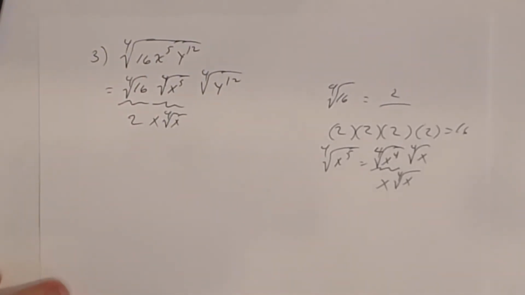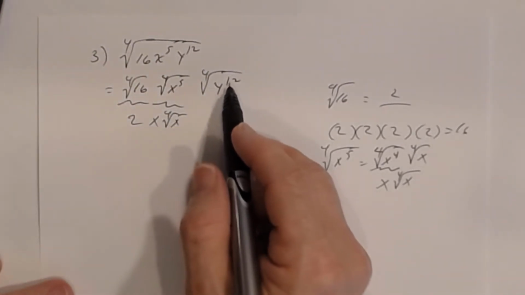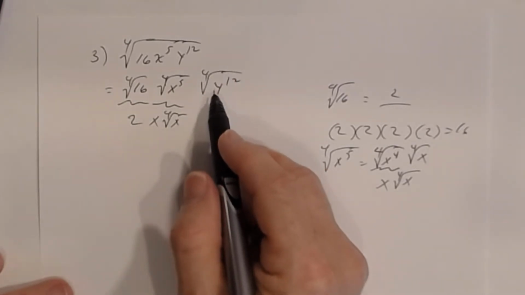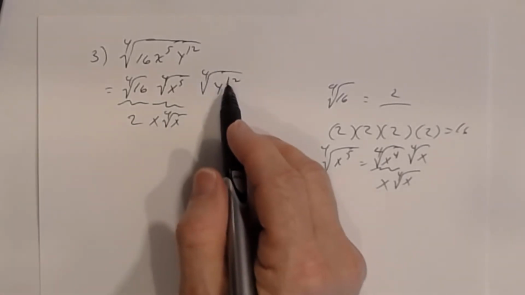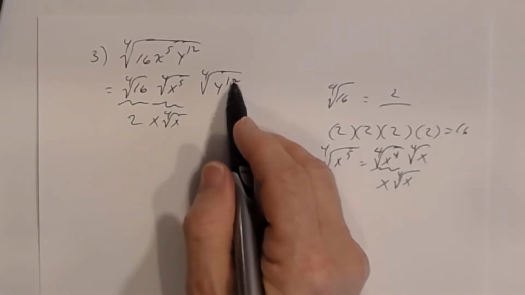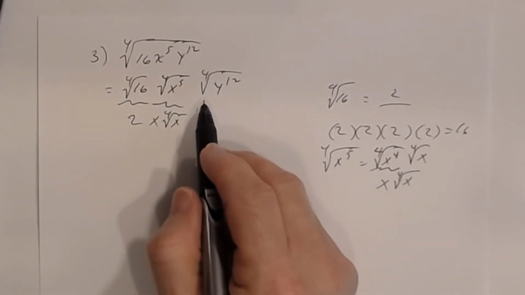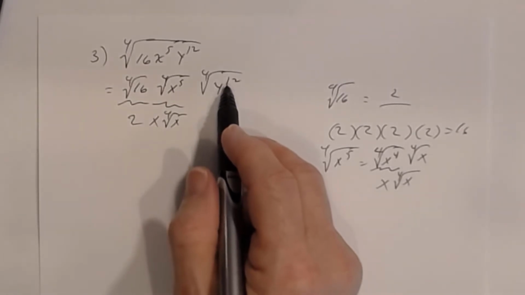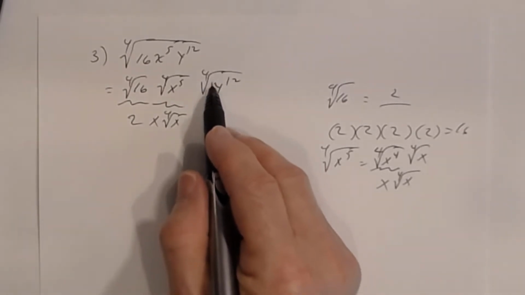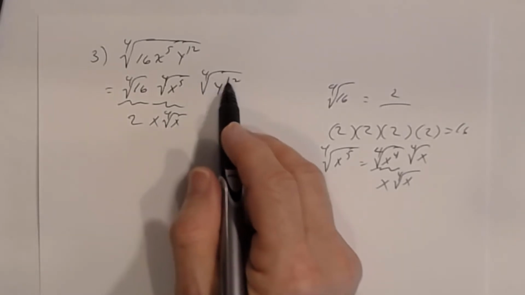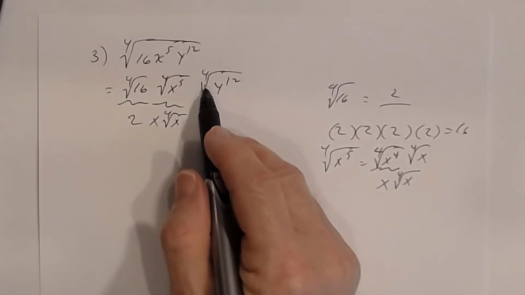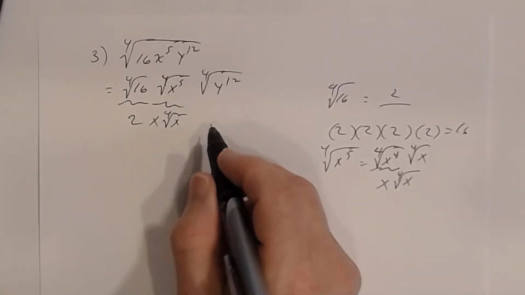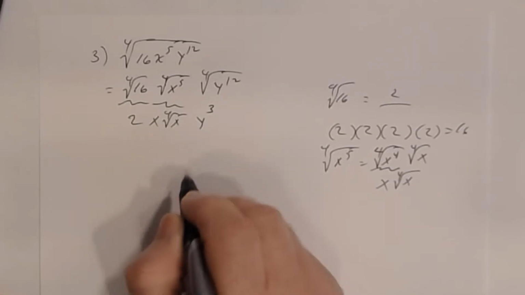Okay? All right, now look at this one. Can I simplify the fourth root of y to the 12th? The answer is yes, because 12 is greater than or equal to 4. The only time you cannot simplify is if the exponent is less than the index. But this is a nice one, isn't it? 12 is divisible by 4. So since 12 is divisible by 4, what's 12 divided by 4? 3. So the fourth root of y to the 12th is y to the 3rd.